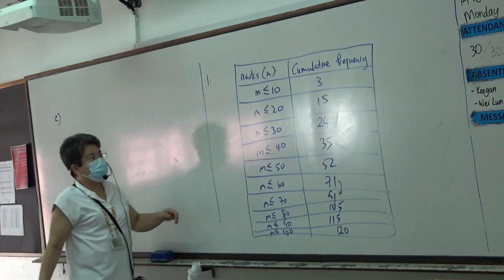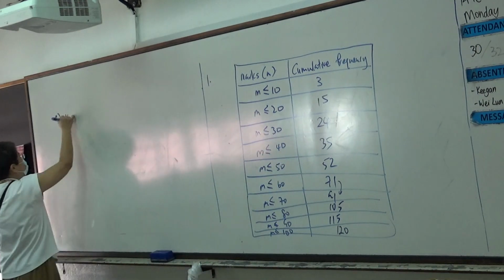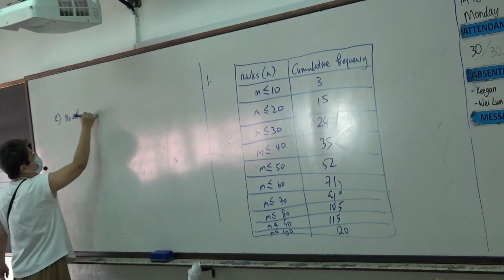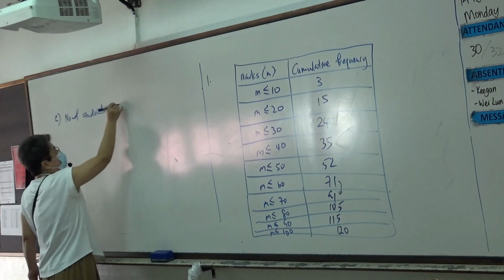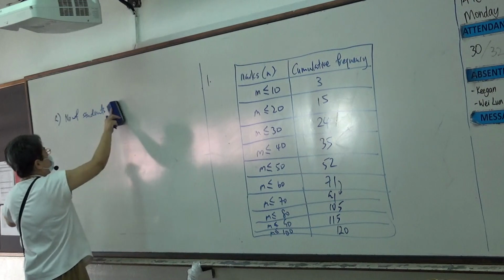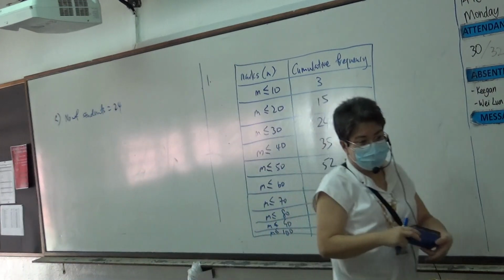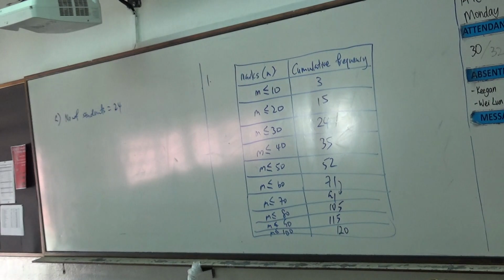How many students score less than or equal to 30 marks? Number of students? Can you see? What's this? 24, right? Can everyone see that? It is 24? Okay. Next one, part 2.